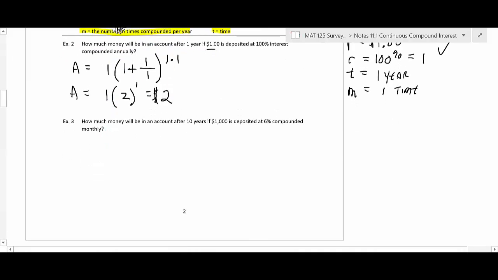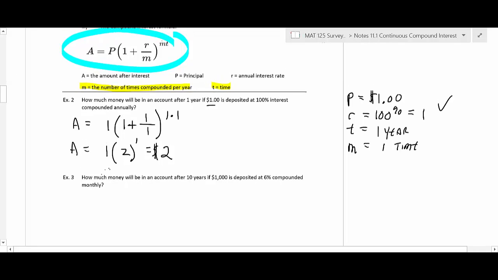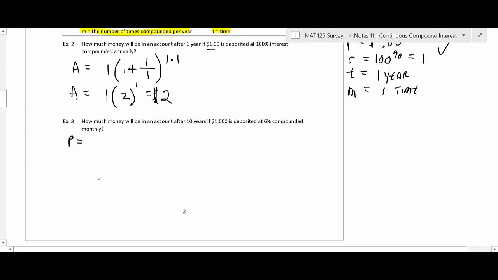Okay, let's go to the next one, and this one's a little bit more what you're going to do here. So it's a good idea as you're learning this to just kind of write down everything that you know. So this says how much money is going to be in an account after, so that means you're finding A. So P means that you're depositing $1,000. Okay, so we have that. Okay, and then your interest rate is 6%. Okay, and since that's compounded monthly, that means M is going to be 12. Okay, that you're doing something 12 times a year. Then it looks like the time is going to be 10 years like that.